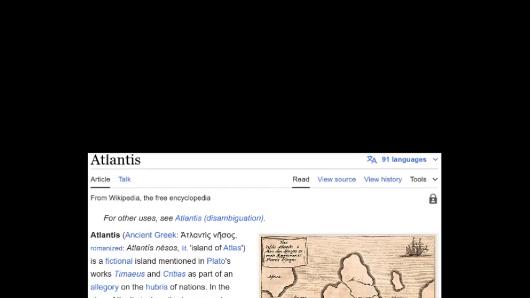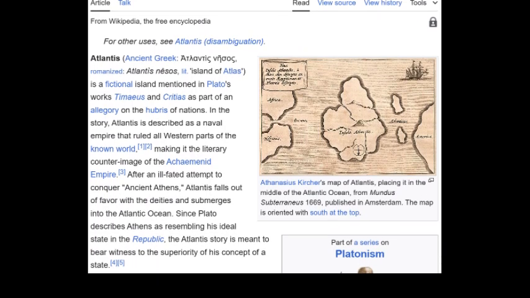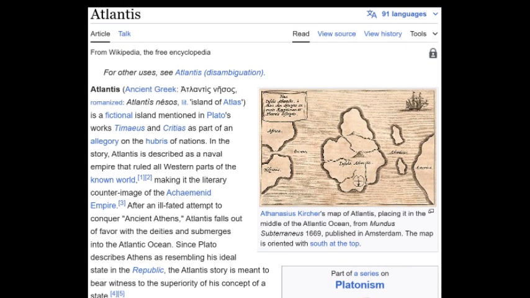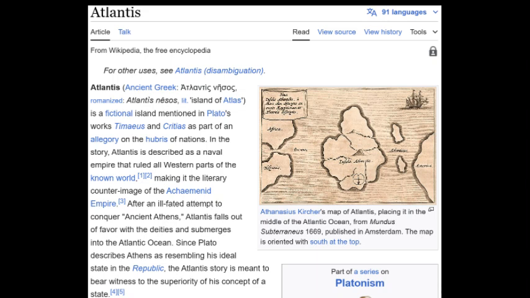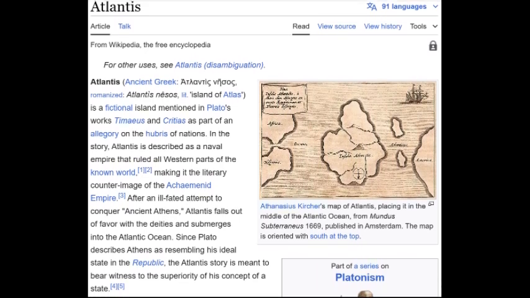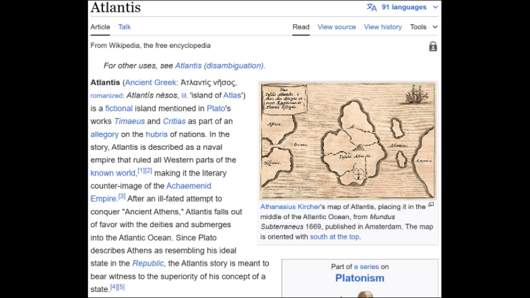Now we have Atlantis, allegedly ancient Greek, Romanized Atlantis Nessos, island of Atlas, is a fictional island mentioned in Plato's works Timaeus and Critias, another overlay, as part of an allegory on the hubris of nations, overlays, and also ignorant commentary here. In the story, Atlantis is described as a naval empire that ruled all western parts of the known world, making it the literary counterimage of the Achaemenid Empire.